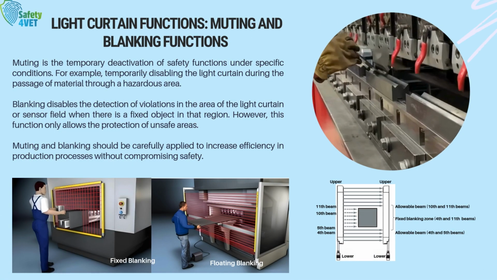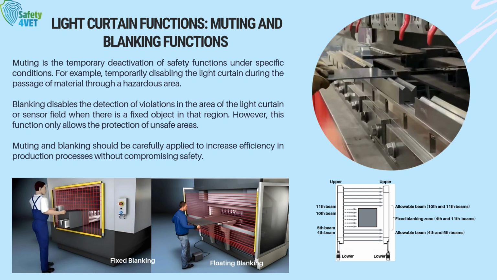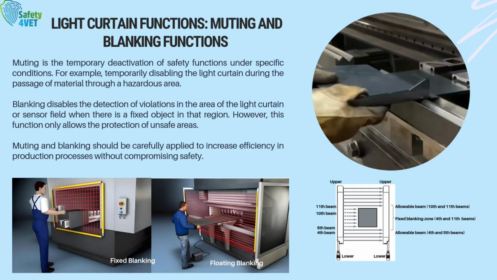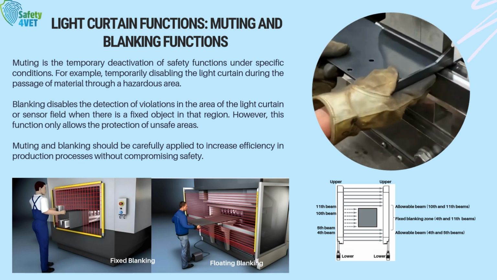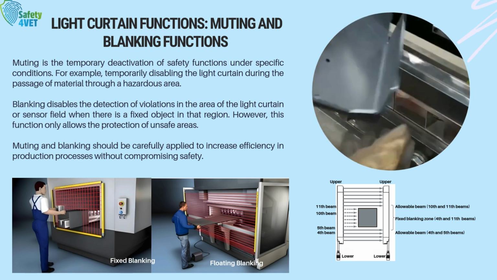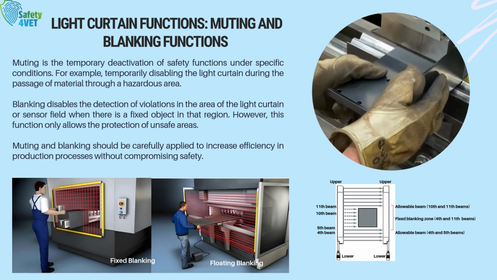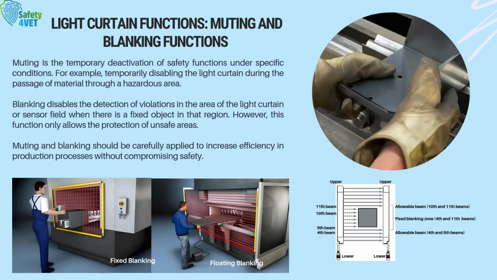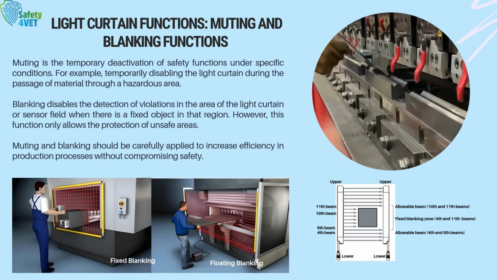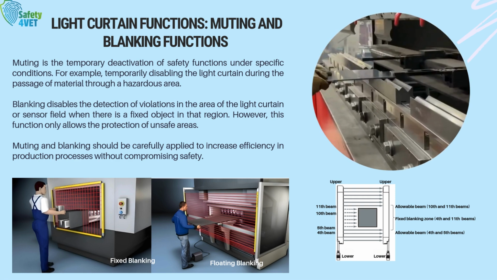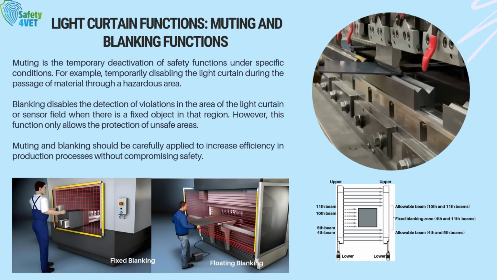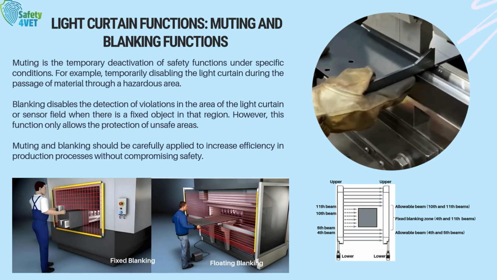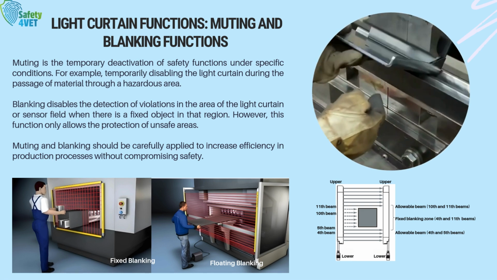During muting, the light curtain is temporarily disabled while materials are being transferred through the hazardous area. This is done to maintain operator safety at the highest level, while allowing the workflow to continue safely without interruption. Fixed blanking is used when there are fixed objects protruding into the light curtain's field of view. In this mode, the blanked area is temporarily excluded from safety monitoring, but the light curtain continues to function normally in other areas. Thus, the system remains active when someone enters the safe zone.